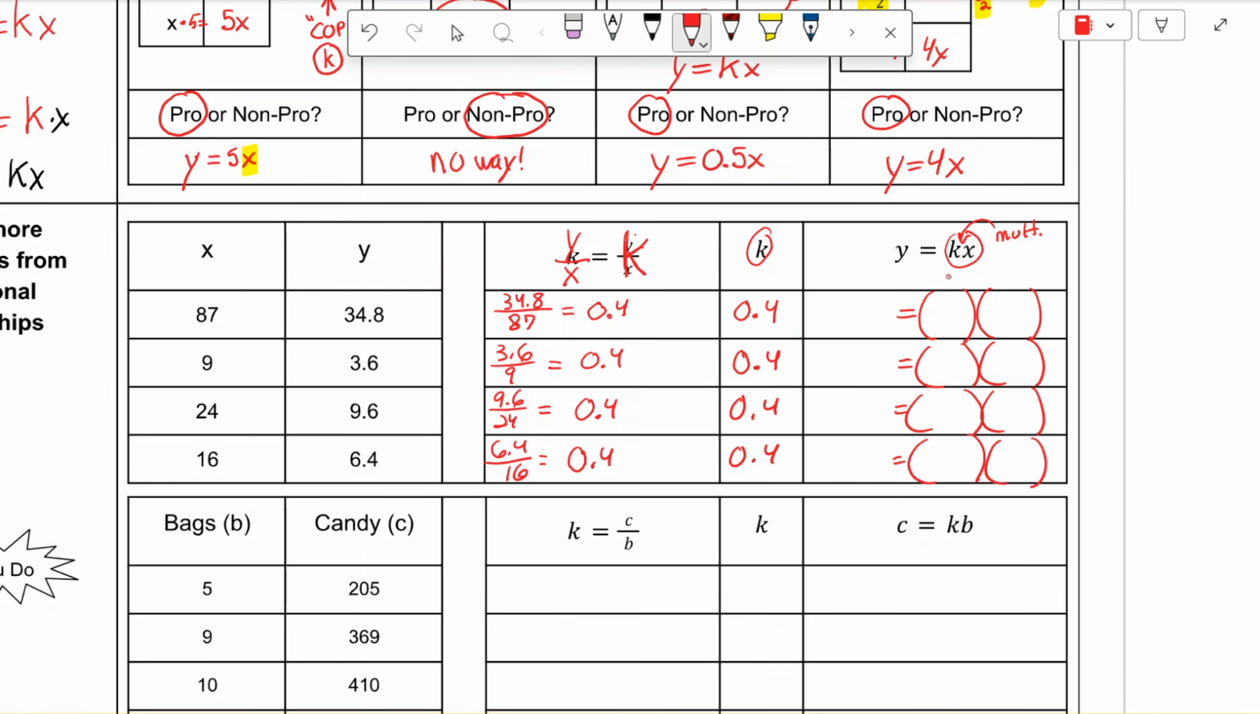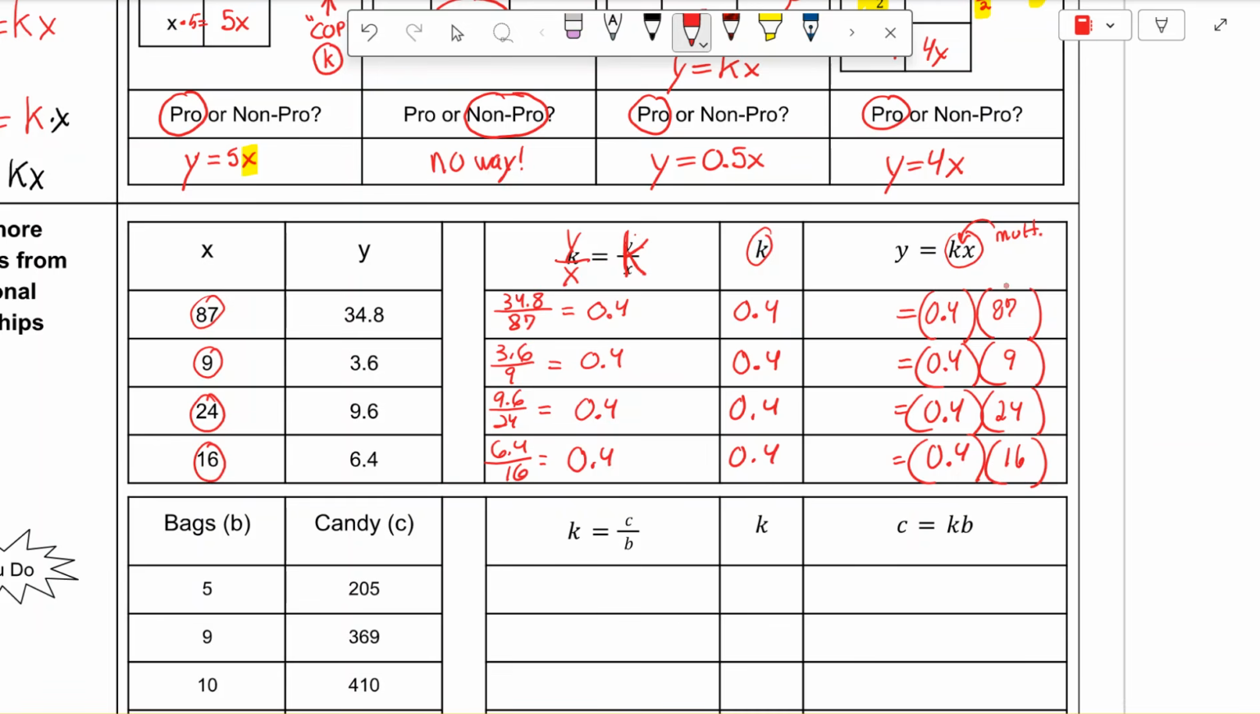And what goes in the first one, k's? We know that 4/10 goes in all of these. We're just using the substitution property of equality, so there it is. And then the x's go in the next one. Well, what are our x's? That's way in the front: 87, 9, 24, and 16.